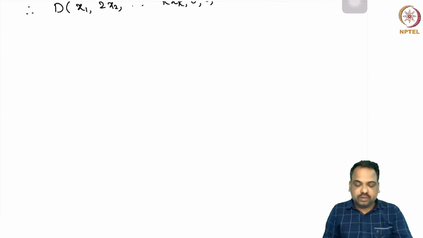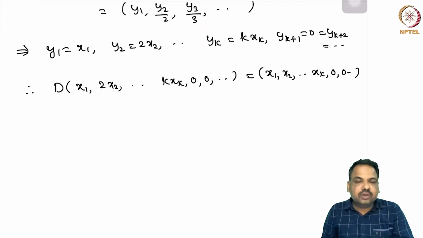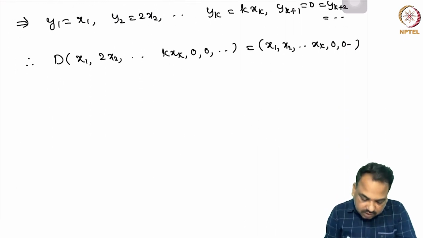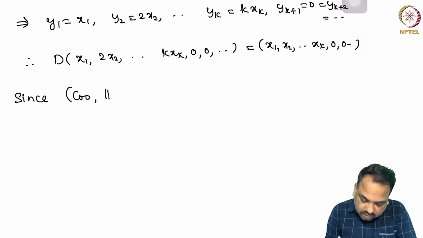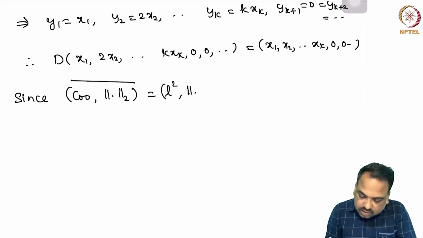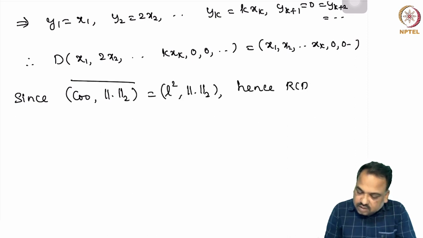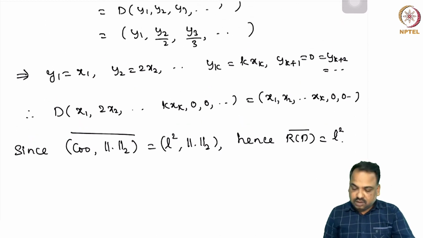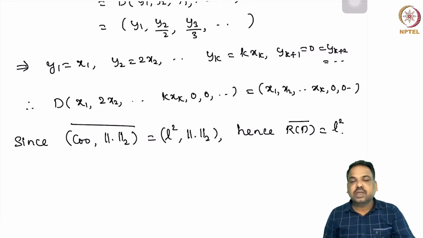So that means C00 is a subset of the range of D, but we know that C00 with the L2 norm is dense in the L2 space. Hence we can conclude that the range of D is dense in the L2 space. Okay, so we know that it is a proper subspace which is dense, so it cannot be closed.